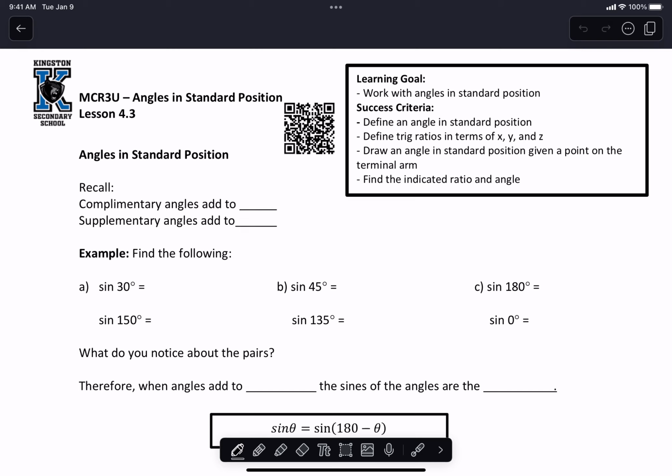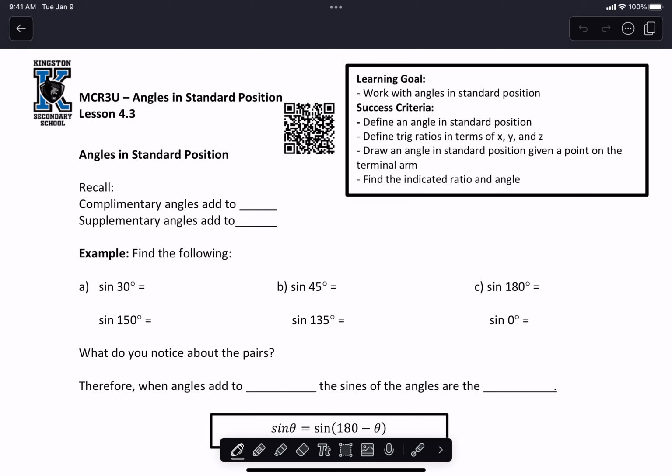Complementary angles add to what? There's a difference between complementary and supplementary. Owen? 180. Which one's which? Complementary is what? No, I'll just tell you. Yes, it's 90 degrees.